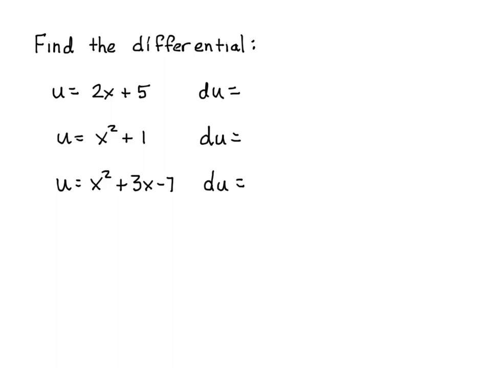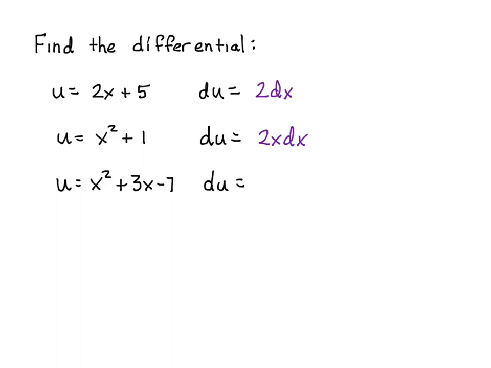Okay, so with the first one, the derivative of 2x plus 5 is just going to be 2, and then, of course, by the chain rule, since we always use the chain rule on everything in finding derivatives in the differential form, it's going to be 2 dx. The second one, we have x squared, so the derivative of that is going to be 2x dx, and then, of course, the derivative of 1 is 0, so we don't have to write anything for that.